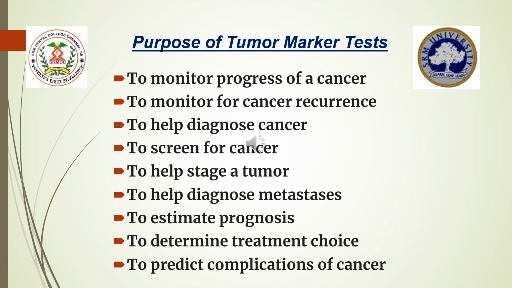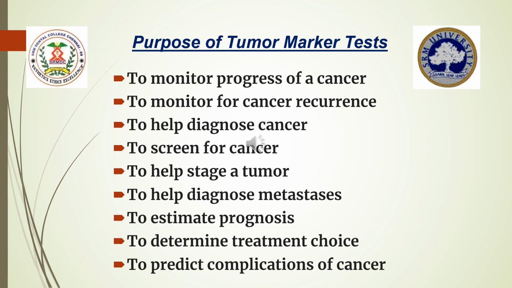The purposes of tumor markers are many. Among them, a few are listed out here. Firstly, to monitor the progress of a cancer. The most common use of a tumor marker is to follow a known cancer. In this setting, a decrease in the level of the tumor marker may be a sign that a tumor is decreasing in size, whereas an increase in the level could mean the tumor is progressing and not responding to the treatment.